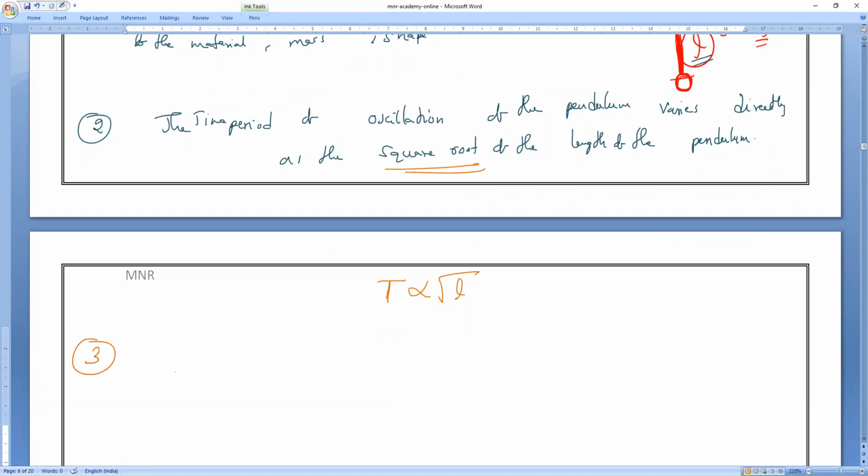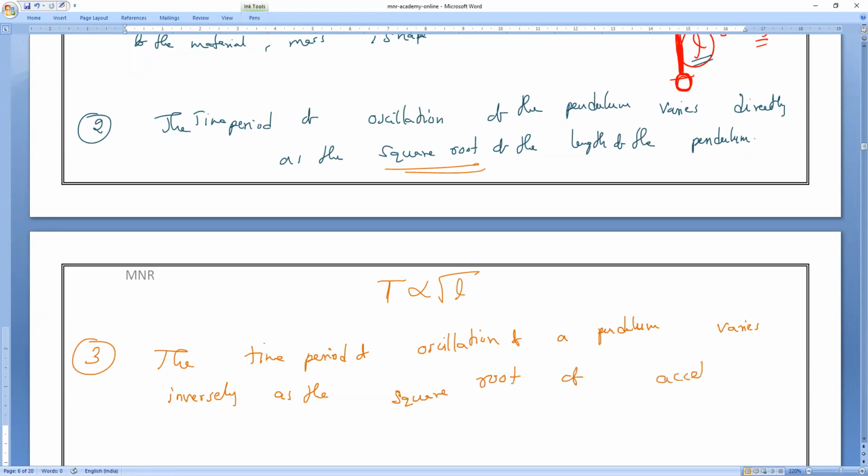Next point. The time period of oscillation of a pendulum varies inversely as the square root of acceleration due to gravity. Inversely means 1 by something.